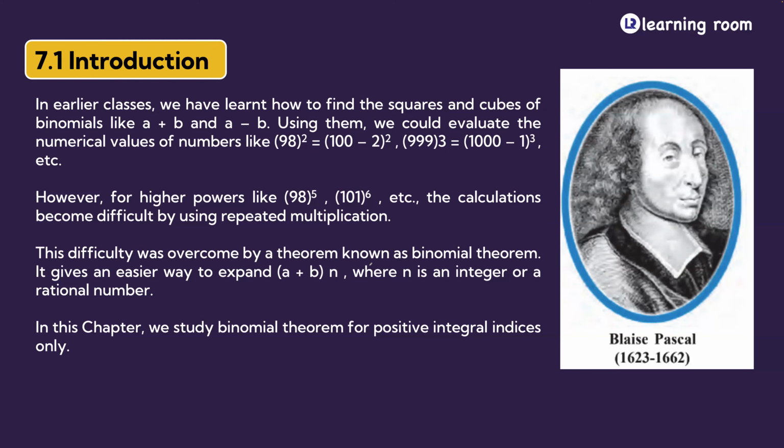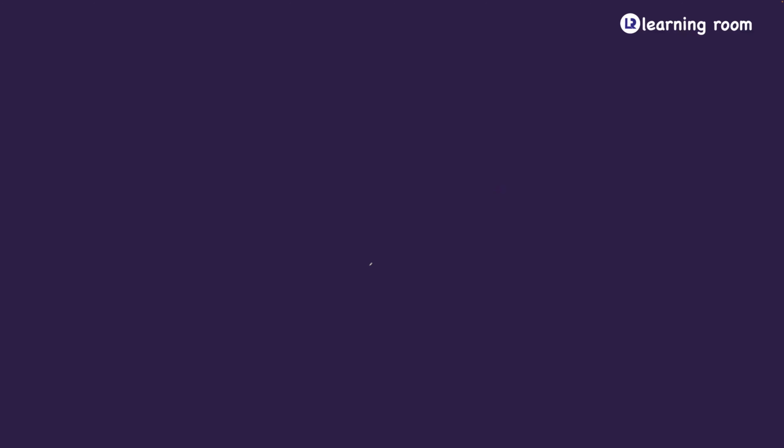Right. So having said this, listen. If I ask you, what is (a plus b) raised to the power 1? It is just a plus b. Right. If I ask you, what is (a plus b) raised to the power 2? It is a square plus b square plus 2ab in between. So it is a square plus 2ab plus b square.